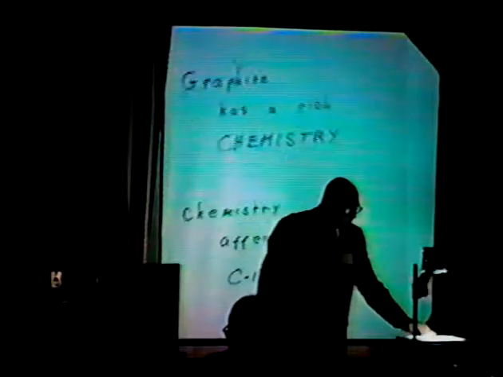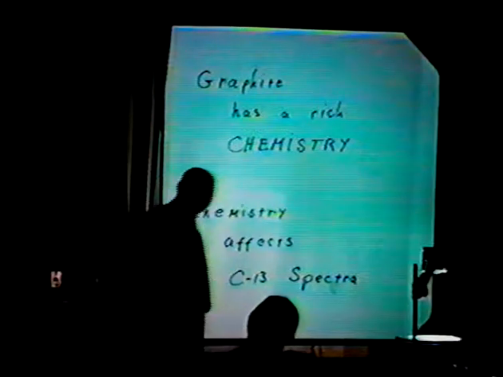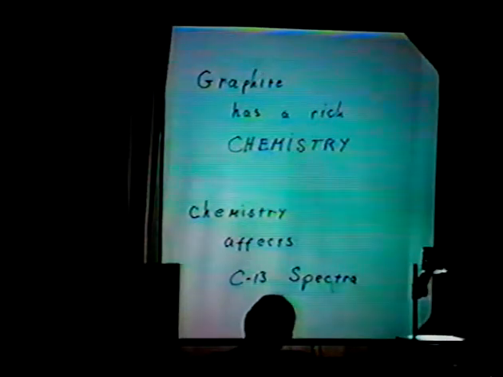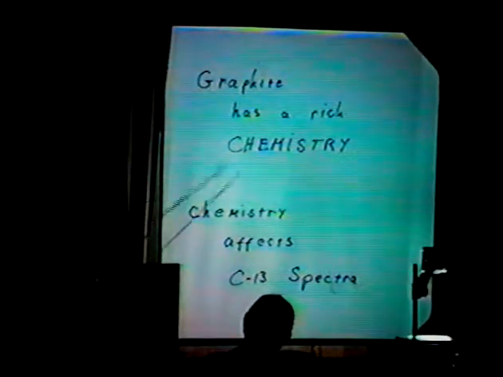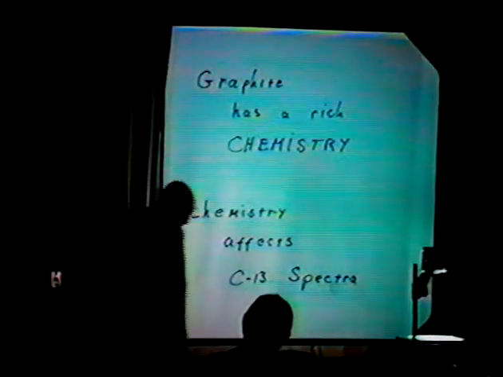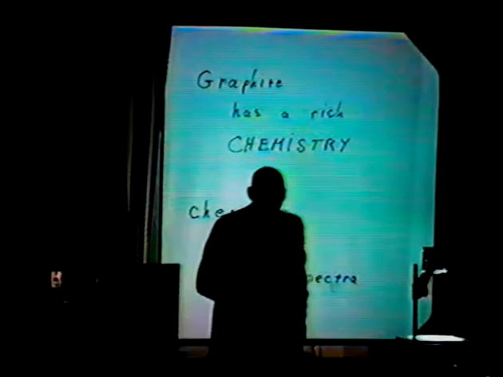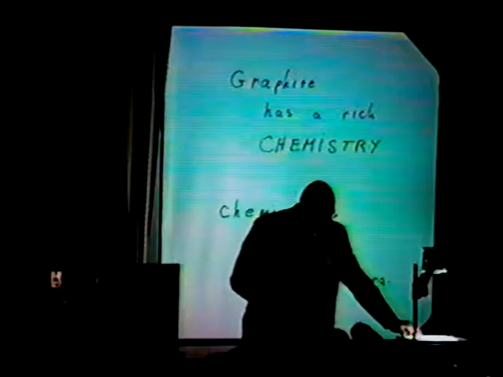So what does this say then as far as coke is concerned? Well, if we want to model a coke by graphite, we can say that graphite has a rich chemistry, and the chemistry affects the C13 spectra. And if that's the way it is with a crystalline compound, how is it going to be with coke, which is even less well organized? So that coke within limits might look like graphite, but it will have problems with it.